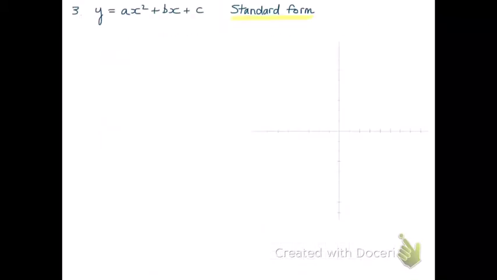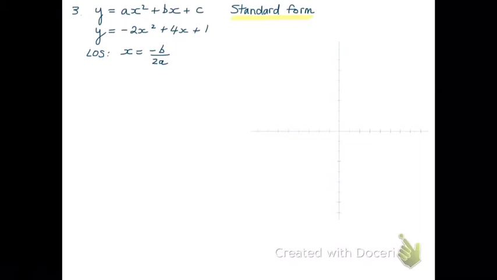The third form is standard form, and here's our example. The first thing I notice is that a is negative. When a is less than 0, the graph will be concave down. Alright, so to find the line of symmetry, we have to use this rule. The line of symmetry is x equals -b over 2a.